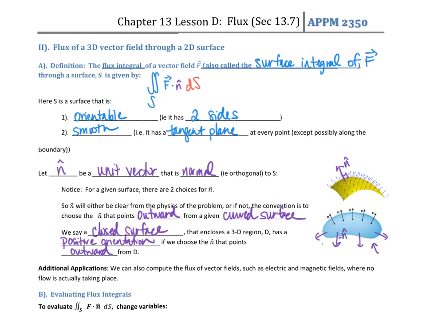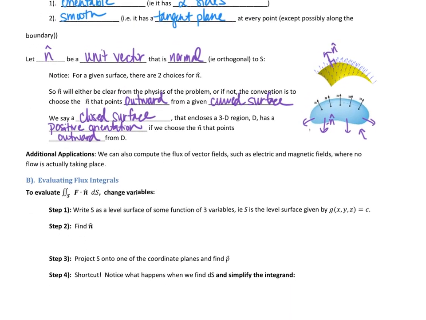Okay, so what's cool is we can also compute the flux of vector fields such as electric and magnetic fields, even though there's no flow actually taking place. So this idea of thinking of things as moving in vector fields is usually just helpful for us to visualize it, but we can talk about flux even for things that are not moving. All right, so how are we going to calculate this?